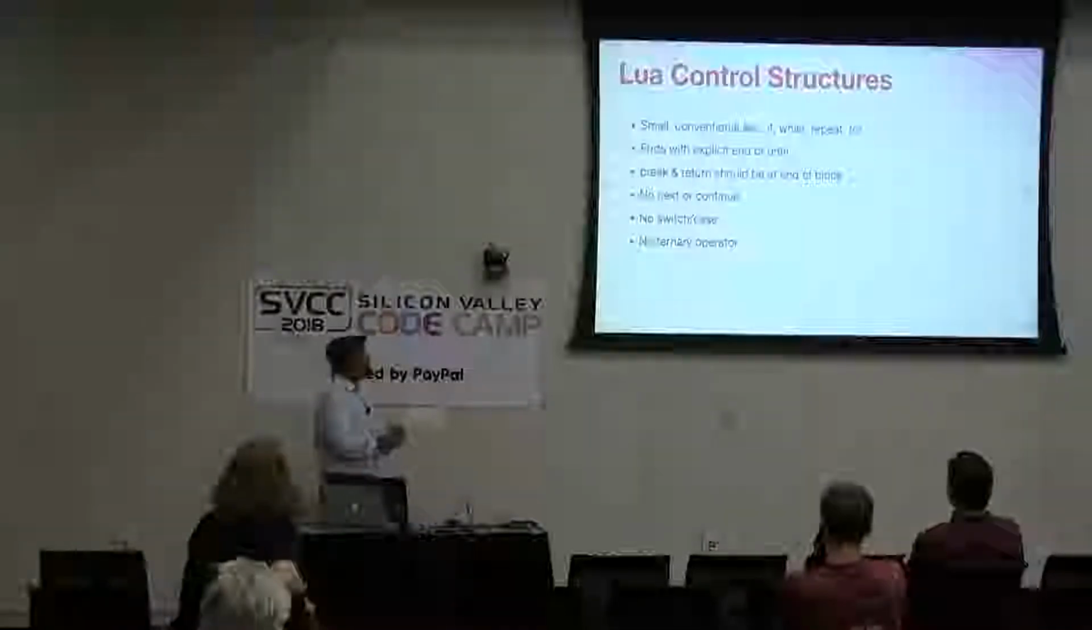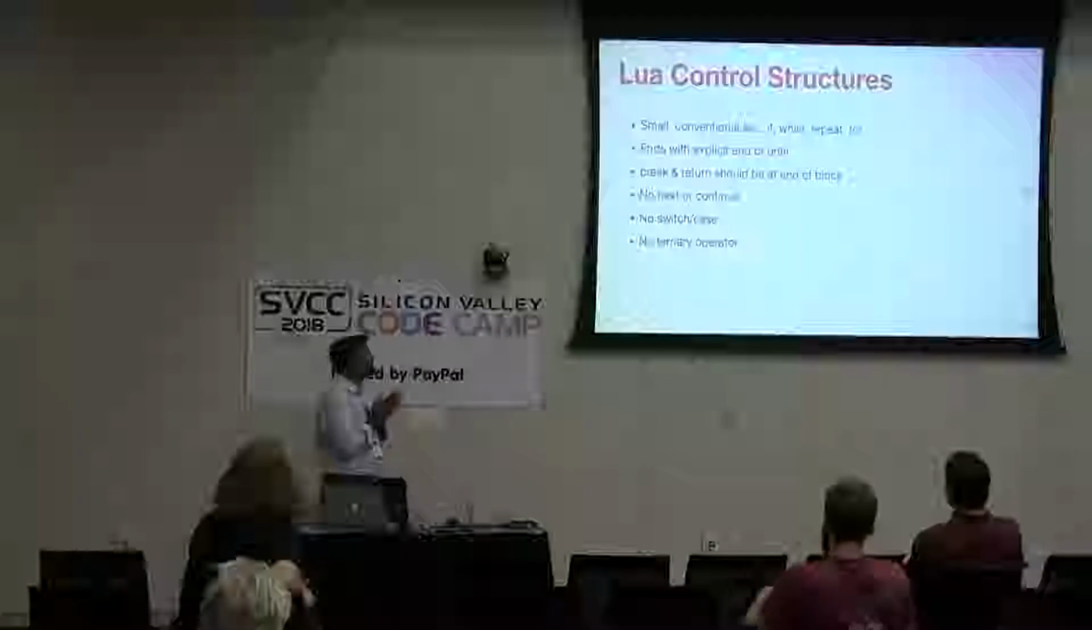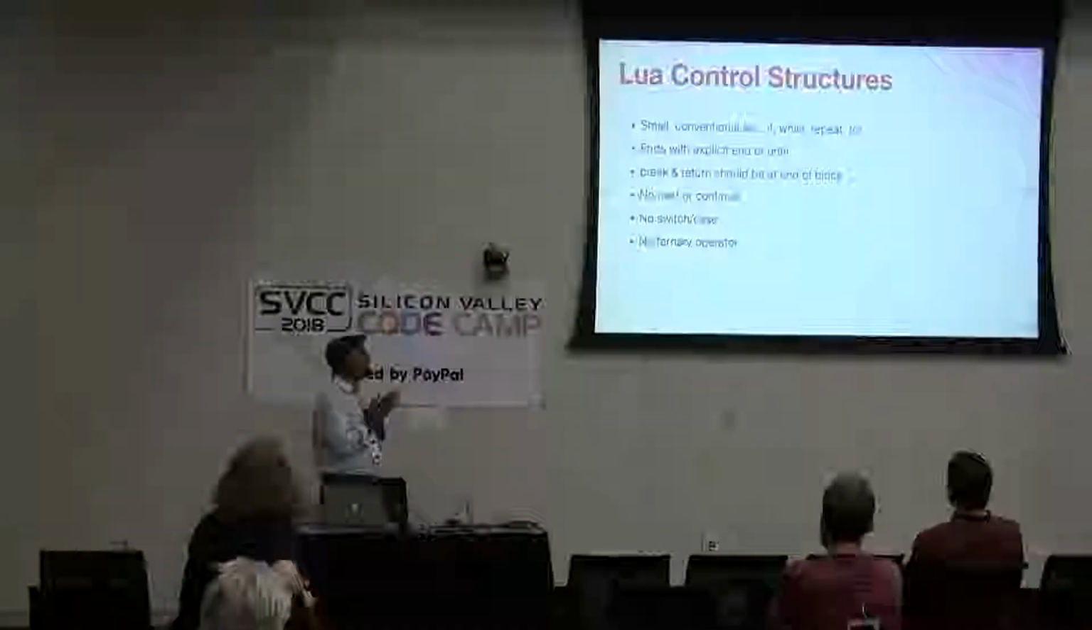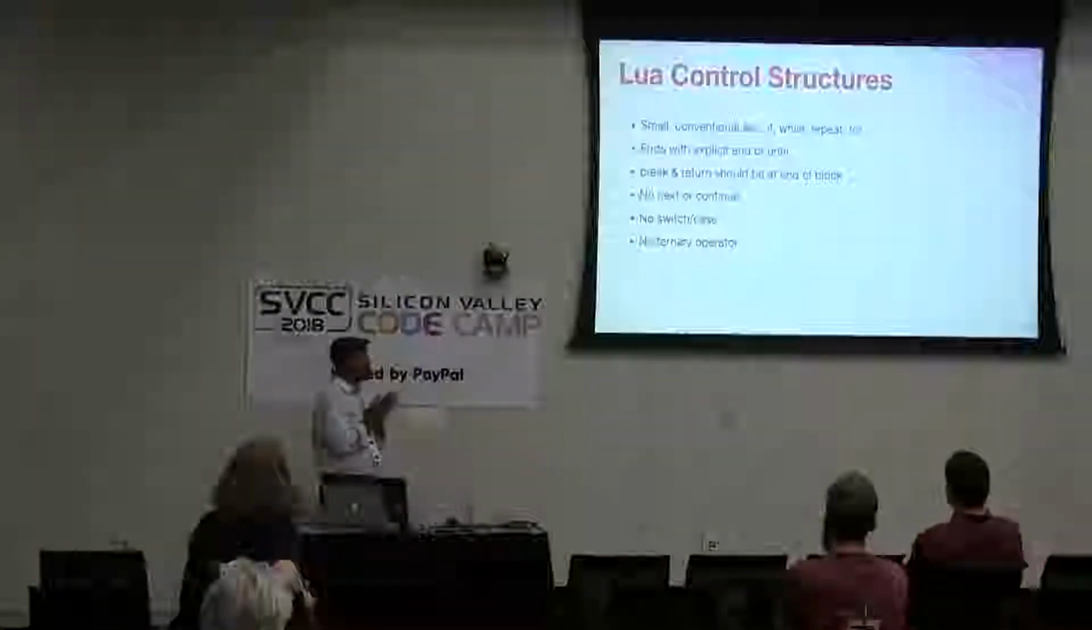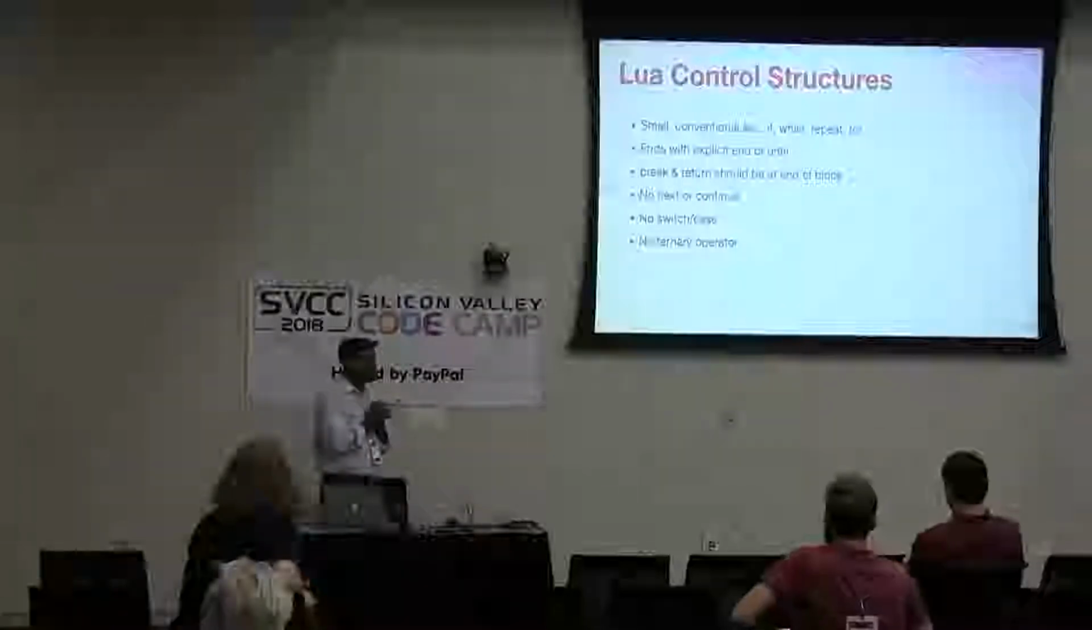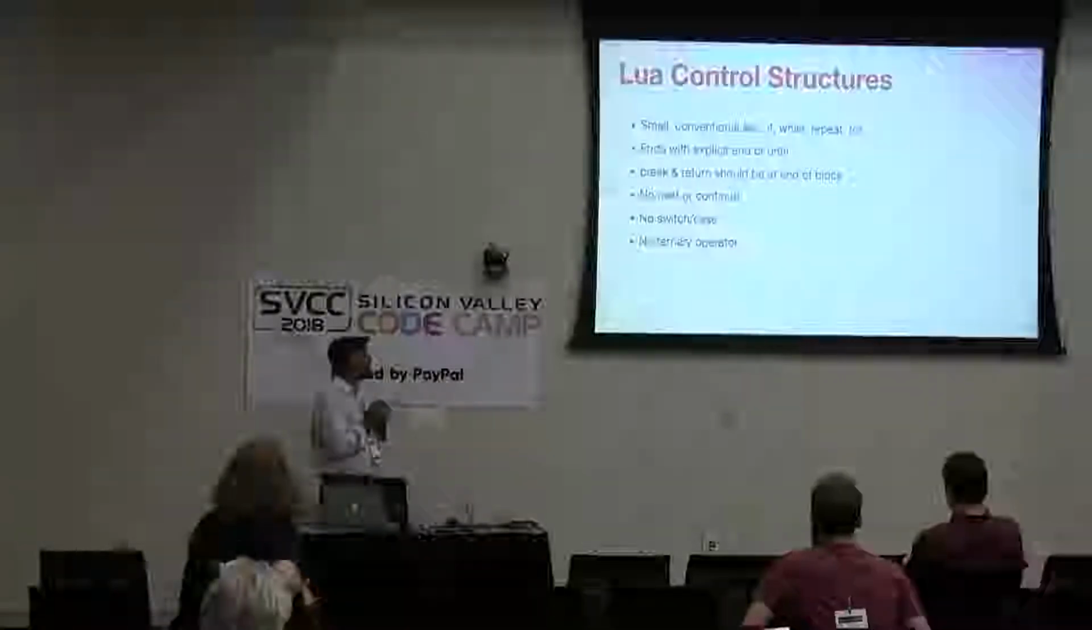So looking at the control structures, it's a fairly conventional set: if, while, repeat, and for. If, while, and for end with an end keyword. Repeat ends with an until.